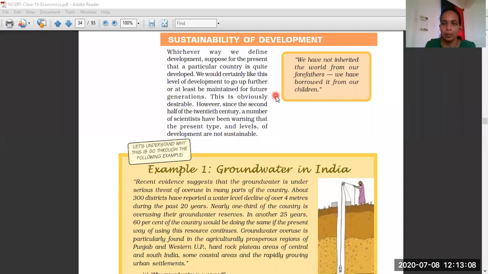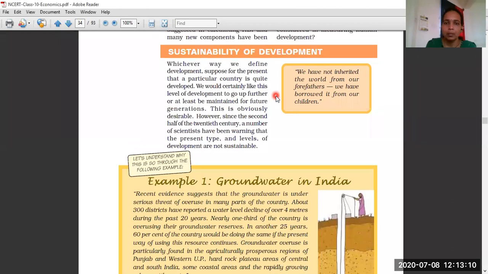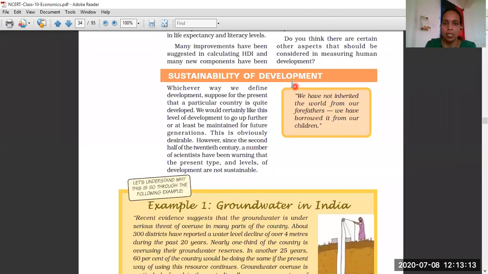The very last part of the chapter is sustainability of development. What is sustainability? First, understand the term. The term is used by me and in the SST also many times. Sustainable development means development without harming the environment. For the coming generation, we have to reserve our natural resources. That kind of development is called sustainable development.